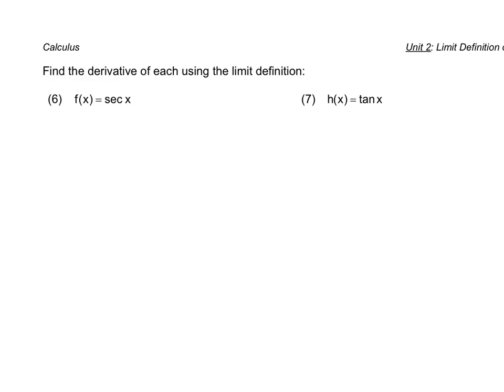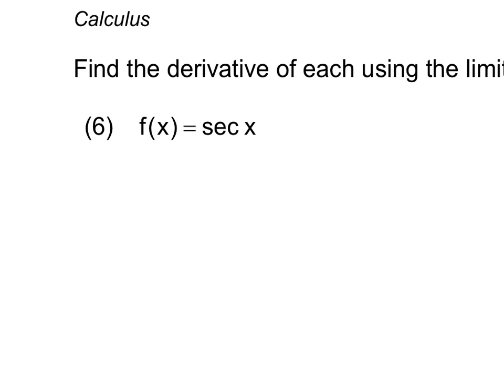All right. Now, this one's a little bit more interesting because you've got a few different approaches that you might consider taking. First thing I would recommend is a very subtle maneuver. Make the secant into 1 over cosine.